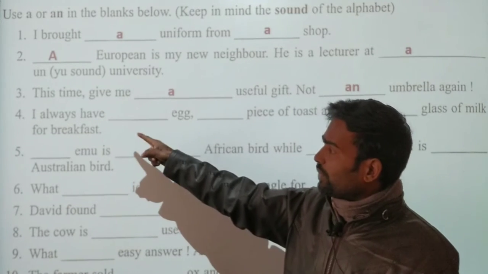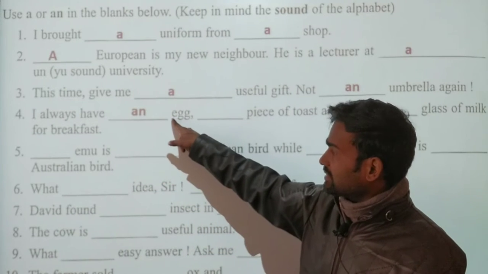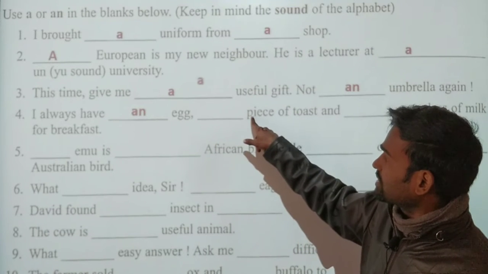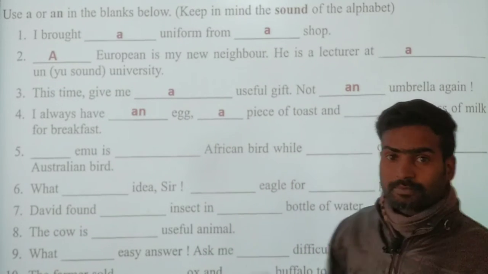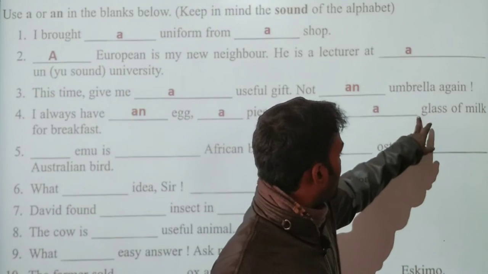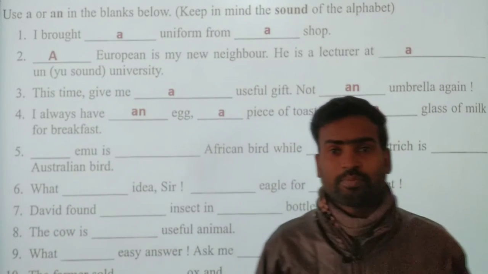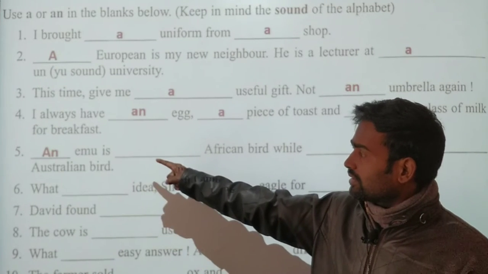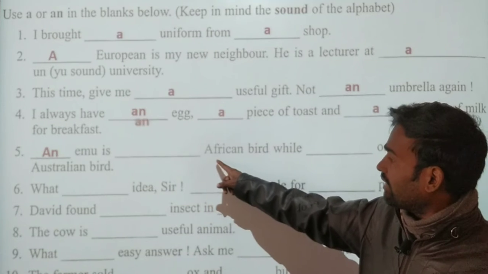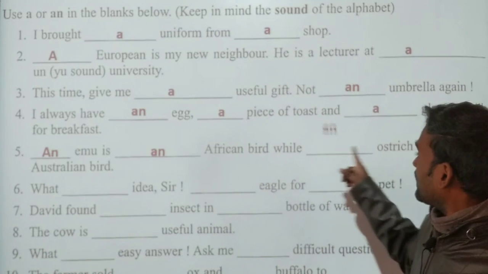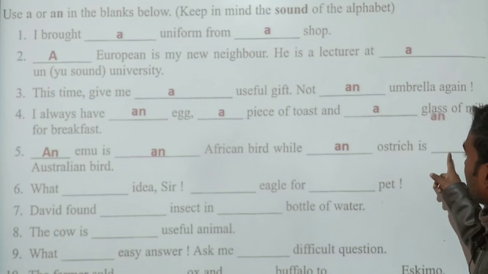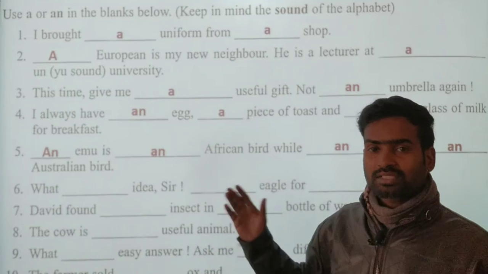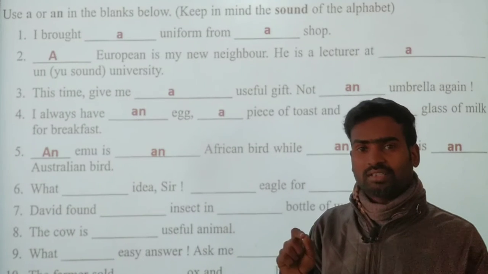And I always have an egg, which starts with a vowel letter and sound also. And a consonant sound: a piece of toast and a glass of milk. Okay? And the next one, an emu is an African bird, while an ostrich is an Australian bird. So all the words begin with a vowel sound.